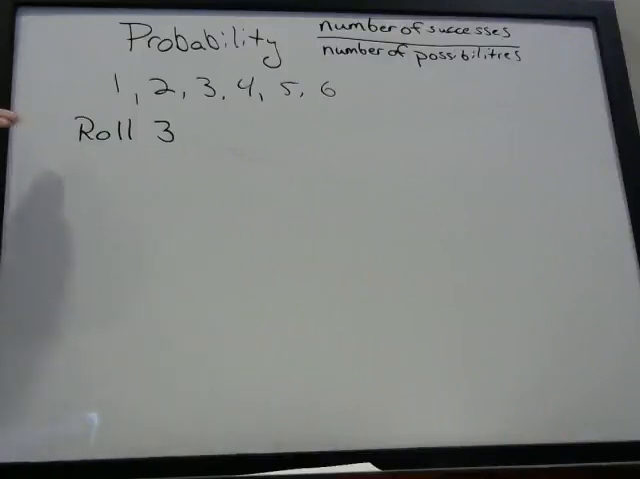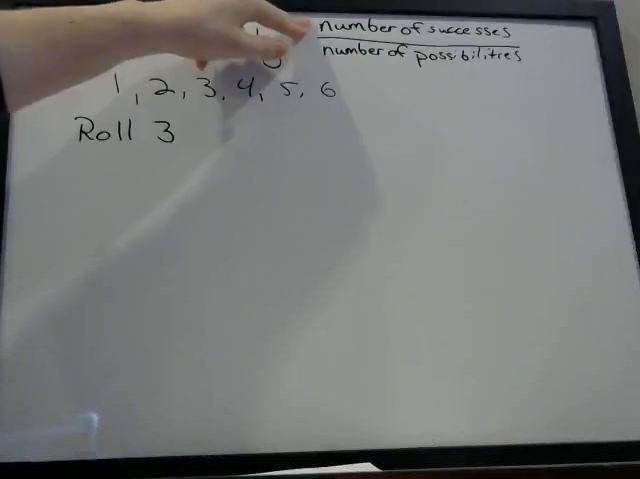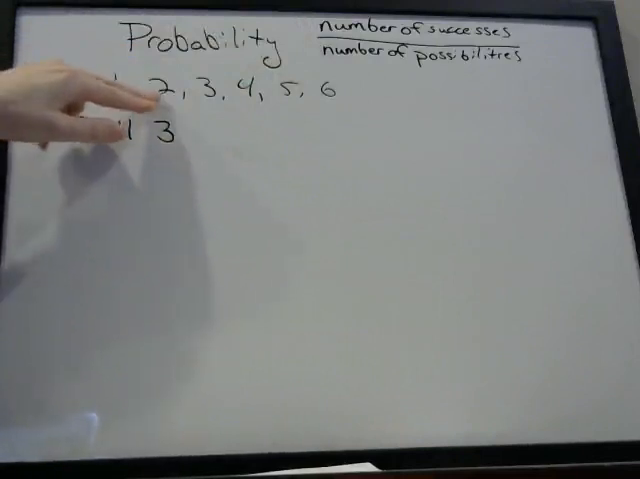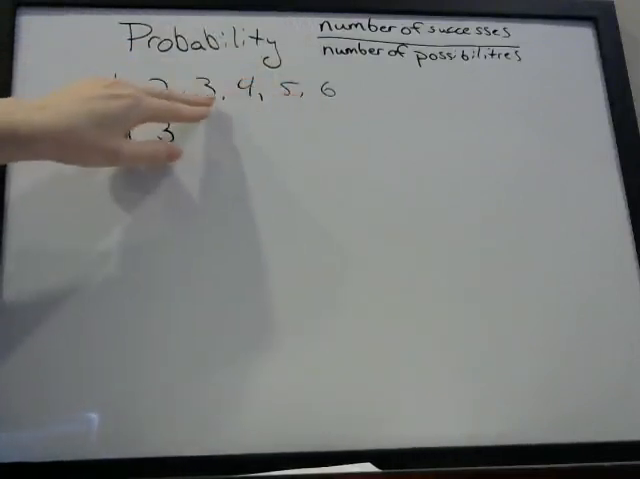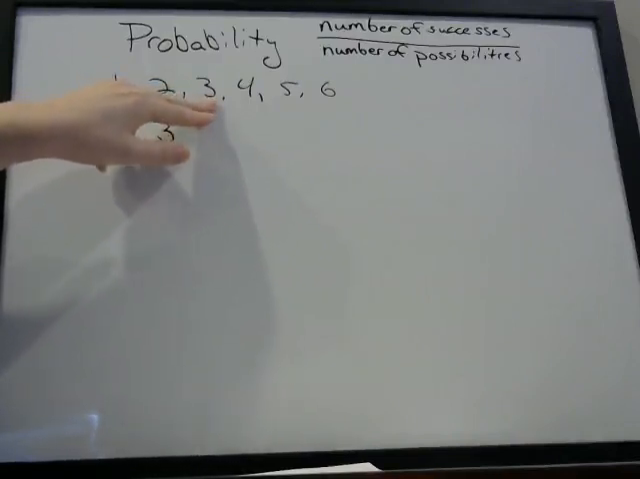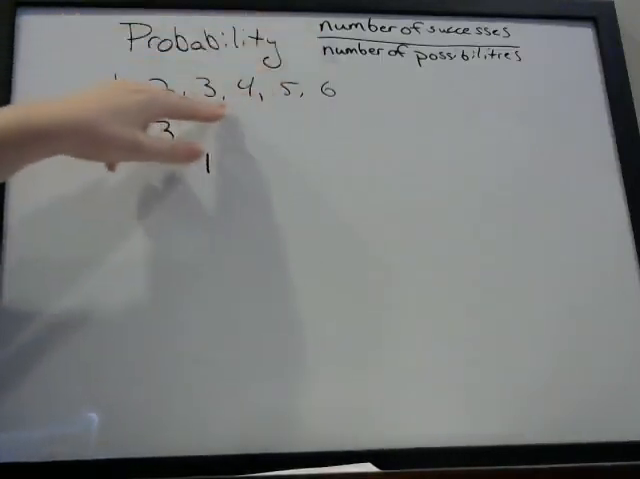The way we're going to figure that out is, first of all, we think about the number of successes. How many ways can we get the thing that we want? When we roll it, we're going to get one of these 6 numbers. There's only one 3, so the dice doesn't have two 3s on it. So there's only one way that we can be successful, which is if we roll that one number on the one side.